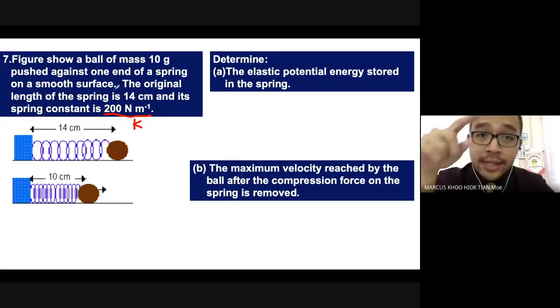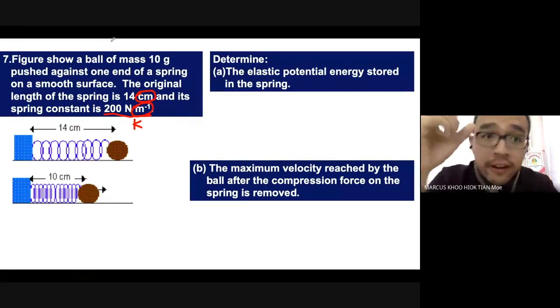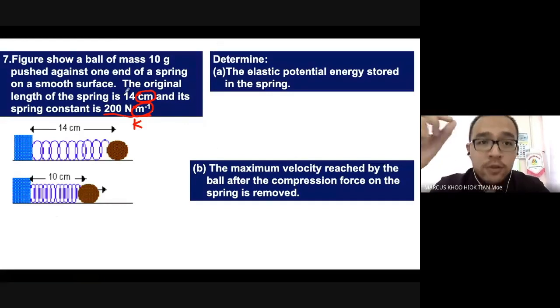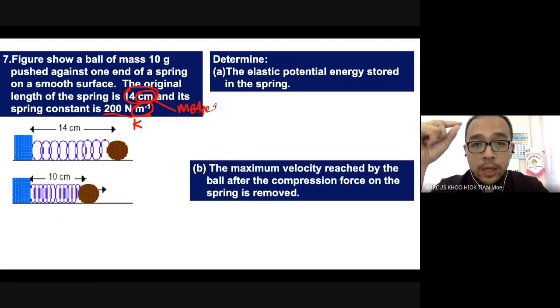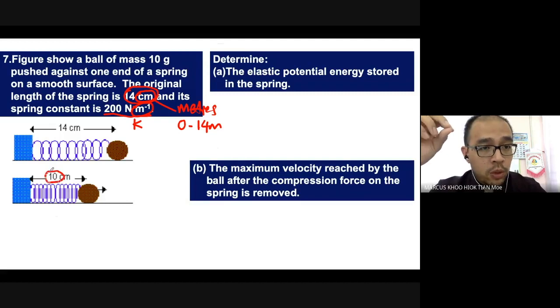Now this is exactly what I mean. Take a look at this. The original length of the spring is 14 cm, but the spring constant is newton per meter. This is a very, very big giveaway. You have to change the spring length to meters in order to answer this question. Be very careful because the spring constant you use is newton per meter. So 14 cm changed to meters will be 0.14 meter, original length. Then when you compress the spring, it will become 10 cm.